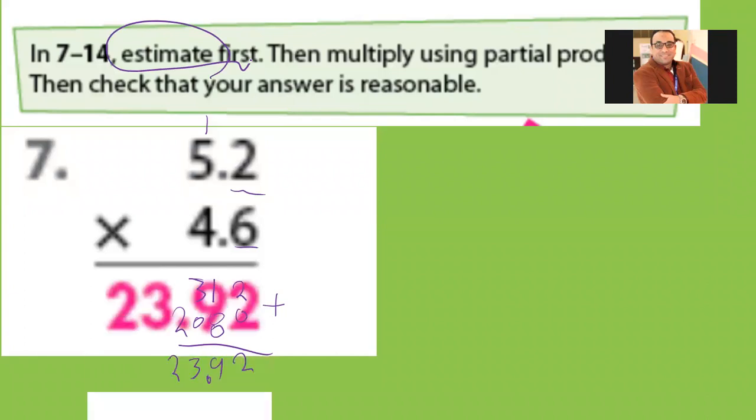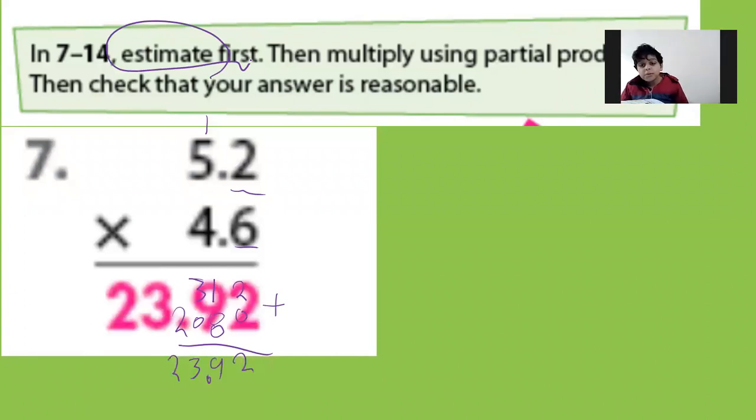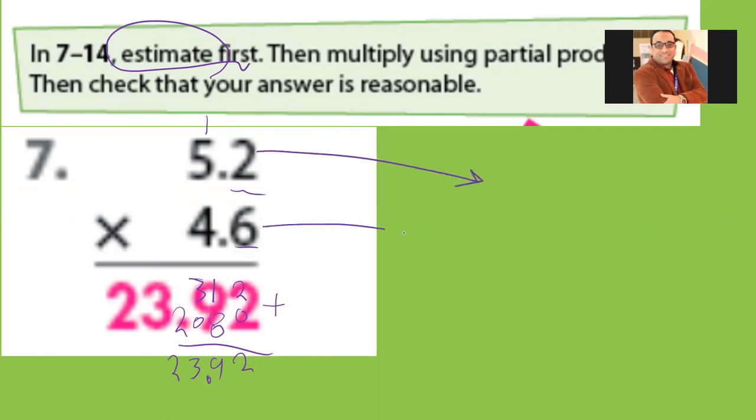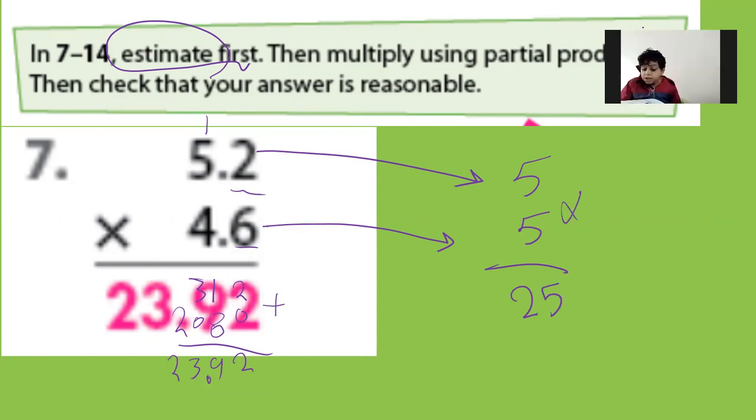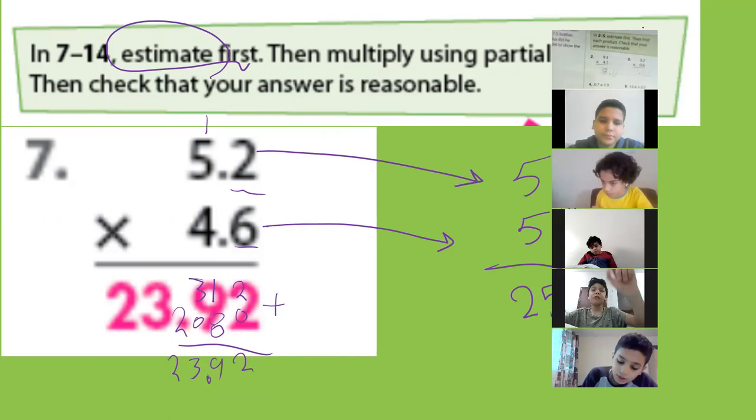Mister, I didn't forget. No, you didn't say the estimation, which I mentioned at the first: 5.2 is going to be 5, 4.6 is going to be 5. The estimated answer is 25. After that, 23.92. Thanks, Muhammad Mahmoud. And next, Ammar Wael.